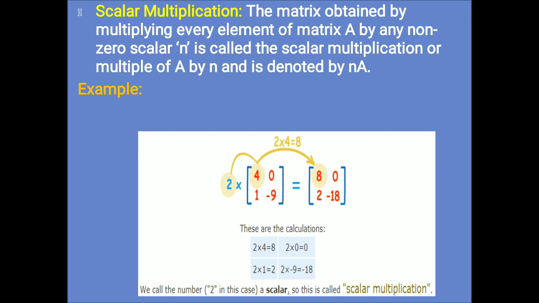So the matrix obtained by multiplying every element of a matrix A by any non-zero scalar n is called scalar multiplication. This scalar will be outside of the matrix. Suppose I consider this matrix as A and this scalar is 2, so 2A. Whenever the question says find the value of 2A, you take matrix A and multiply it by 2, similar to the given example here. Okay, let's move on to next.